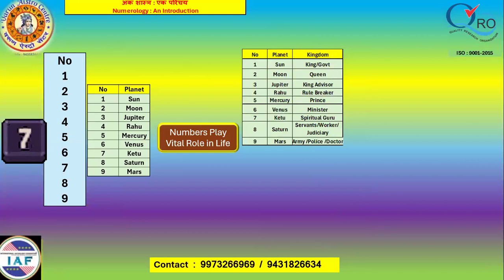So without knowing the relationship between the numbers, if we see here itself, we can derive some conclusions. For example, 1 and 2 cannot be enemies. So 1 and 3, 2 and 3 cannot be enemies. But what about 2 and 4? The queen will never like the rule breaker. Similarly, 1 and 5, prince. For the king, the prince is very close to the heart. And also for the 2, Moon, queen.